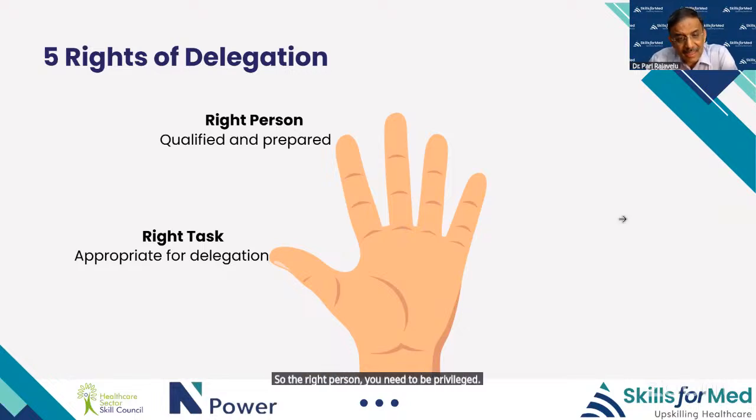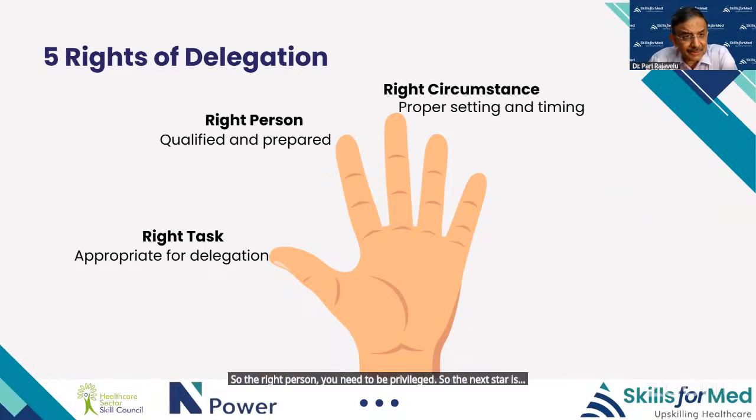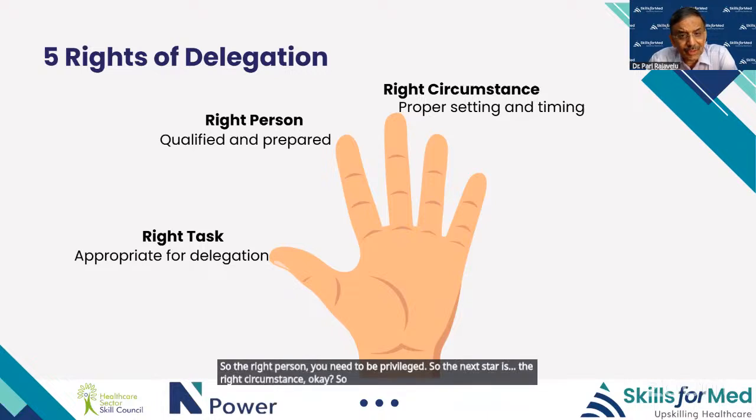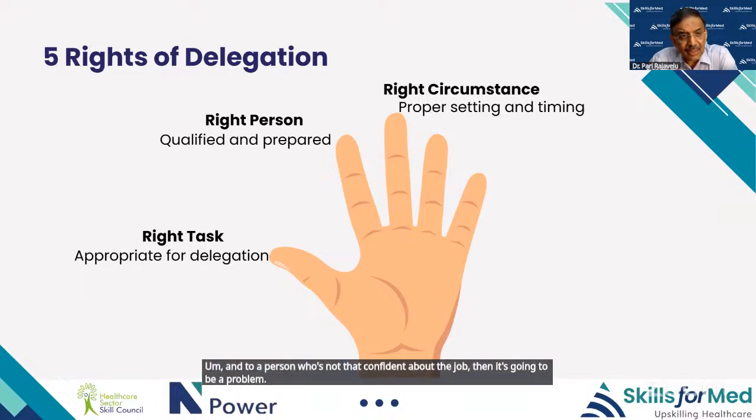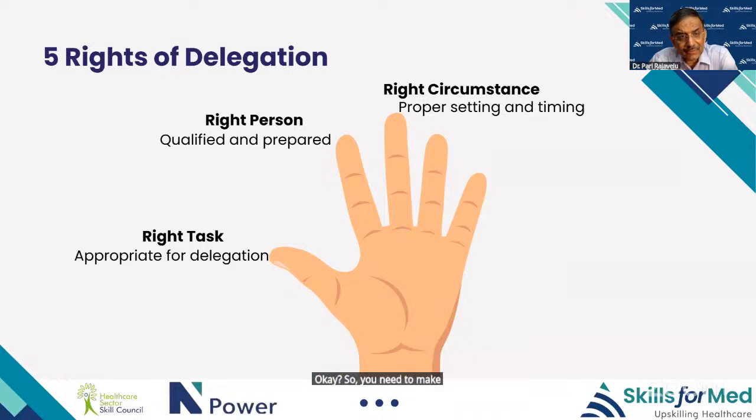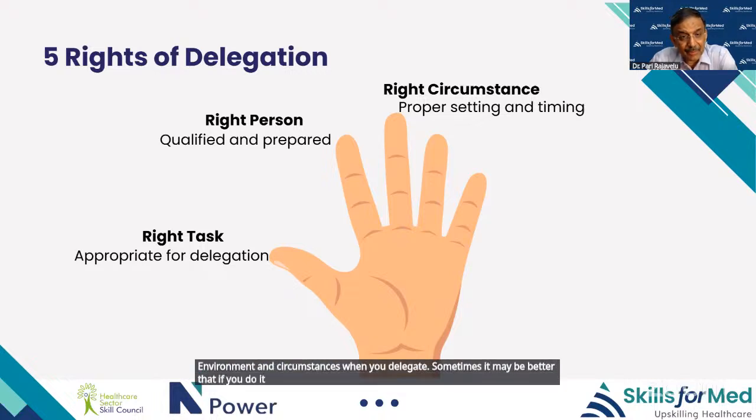The next R is the right circumstance. If you are going to delegate in a very stressful environment to a person who is not yet confident about the job, then it's going to be a problem. So you need to make sure that you choose the right environment and circumstances when you delegate. Sometimes it may be better if you do it yourself.